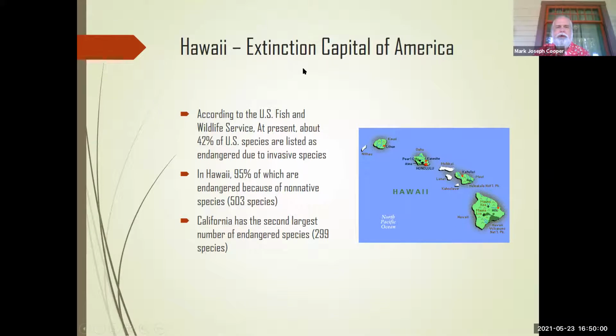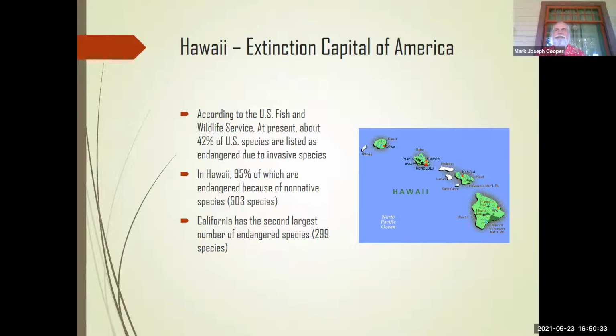Going on with that, Hawaii is the extinction capital of America, the United States. According to the U.S. Fish and Wildlife Service, at present, about 42% of U.S. species are listed as endangered due to invasive species. So the ones that are listed, over 40% of them, is because there's another species pushing them out. In Hawaii, 95% of them are endangered because of non-native species. It's 503 species.